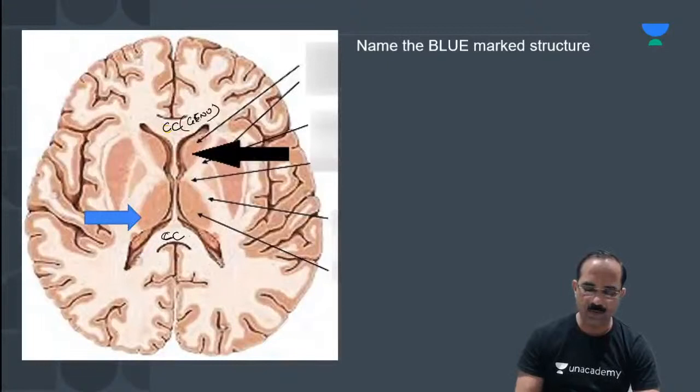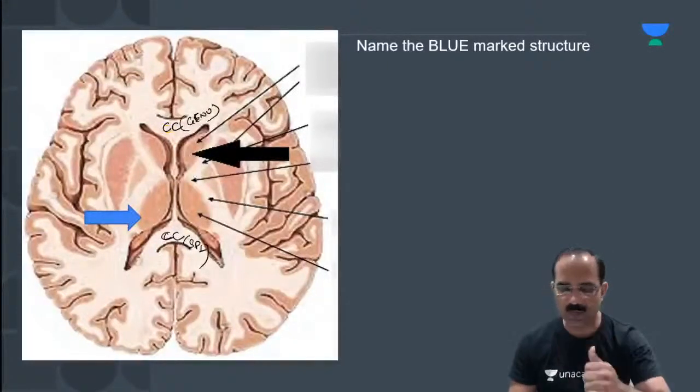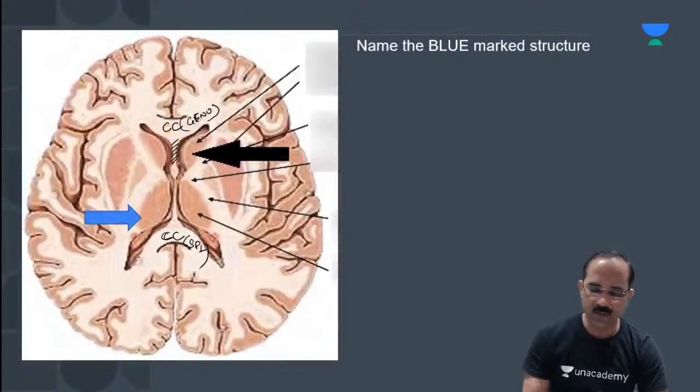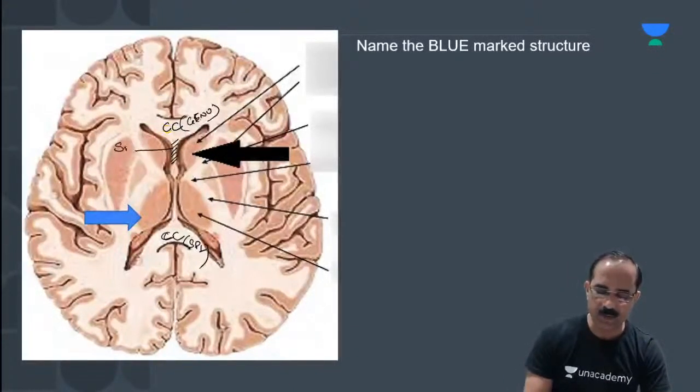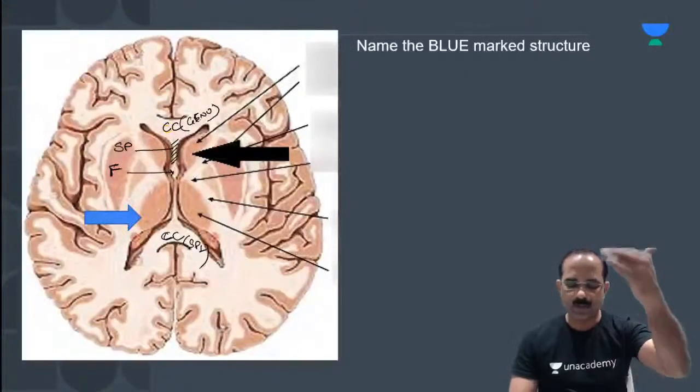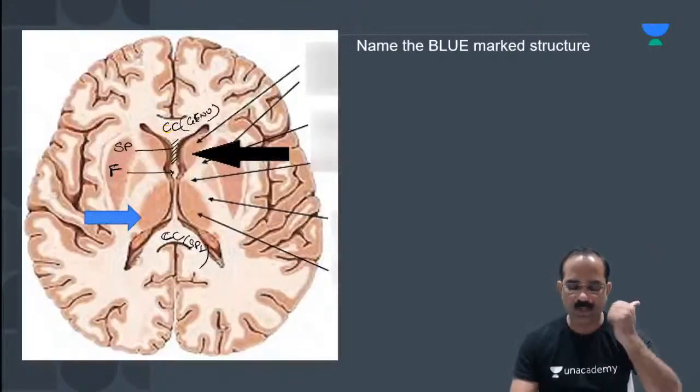Genu. And what is this going to be? This is going to be the splenium of the corpus callosum. So genu and splenium. Can anyone tell me what this structure is? This is the septum pellucidum. What is this structure? This is the fornix. So that's the corpus callosum, that's the septum pellucidum, that's the fornix.